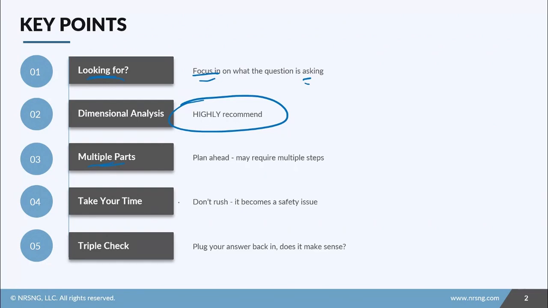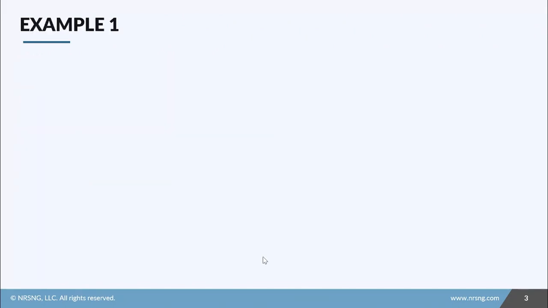Whatever it is, take your time. Don't rush. Make sure that you're being safe in this calculation and getting the right answer at the end of it. Always triple check. Plug your answer back in. Does it make sense? All right, let's work through a couple of these together.